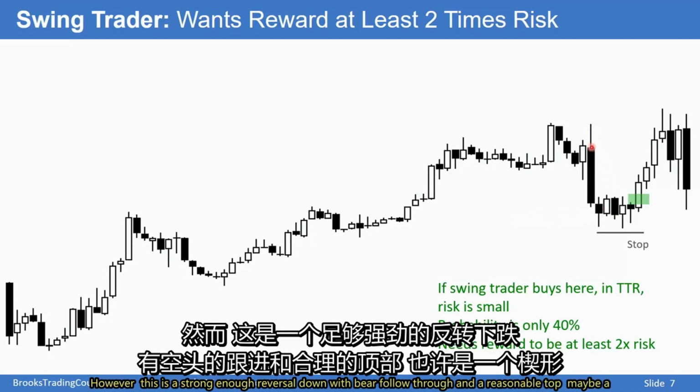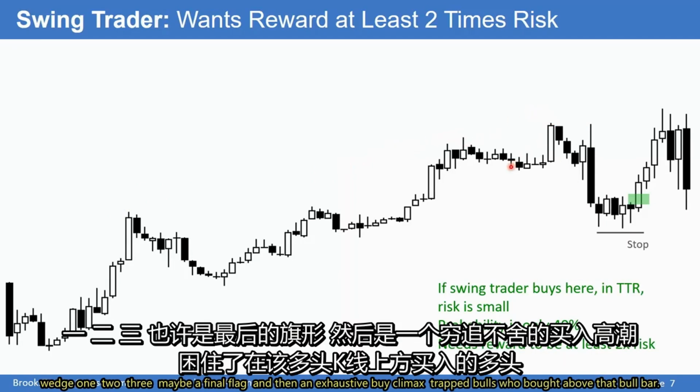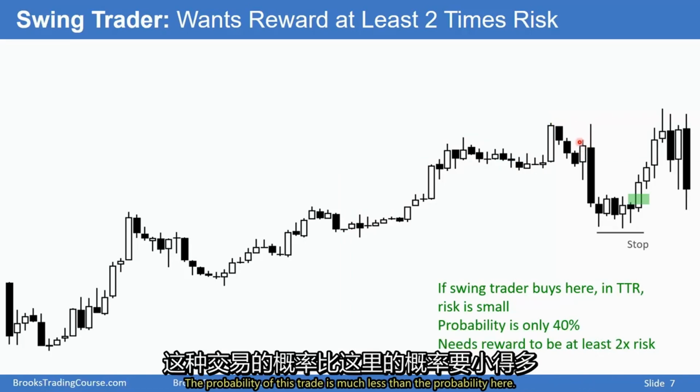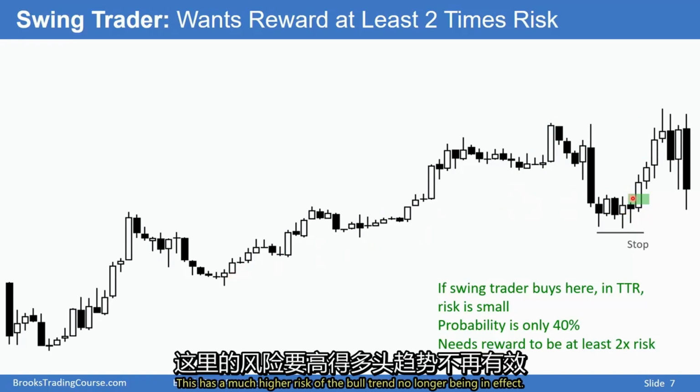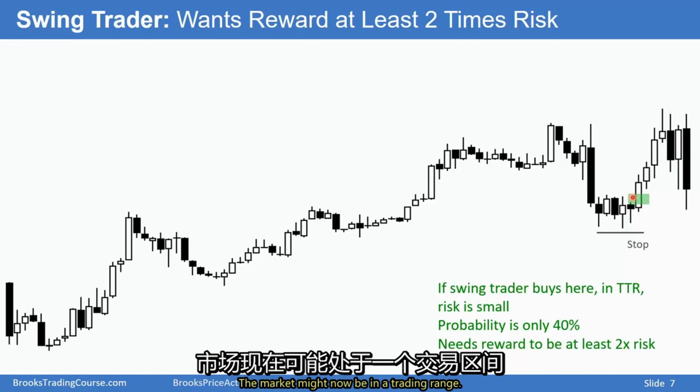However, this is a strong enough reversal down with bear follow-through and a reasonable top, maybe a wedge, 1, 2, 3, maybe a final flag, and then an exhaustive buy climax, trapped bulls who bought above that bull bar. The probability of this trade is much less than the probability here. This has a much higher risk of the bull trend no longer being in effect. The market might now be in a trading range.